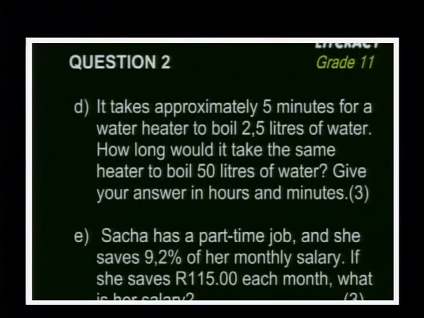Right, question D. It takes approximately 5 minutes for a water heater to boil 2.5 liters of water. How long would it take the same heater to boil 50 liters of water? Give your answer in hours and minutes. So, how long is my question? What have I got here? 1, 2, 3 pieces of information, and I'm asked the fourth. So lo and behold, this is a ratio. So how am I going to solve it?